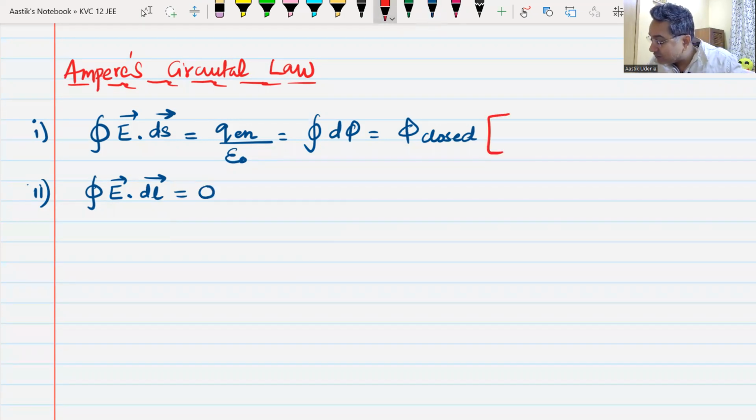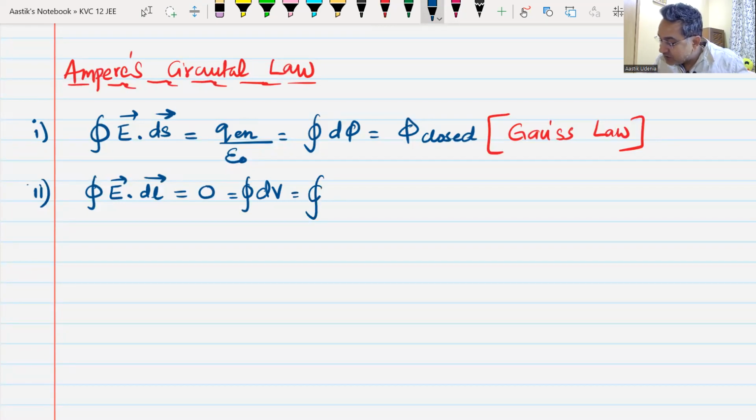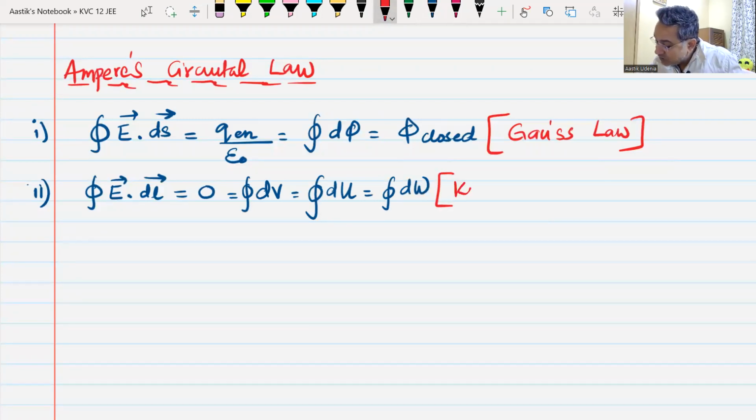The change in potential in a closed loop is 0, which is nothing but the change in internal energy being 0. Change in energy, conservative force, the work done by this conservative force is 0. That, my dear friend, was your Kirchhoff's voltage law in a closed loop. Kirchhoff's voltage law.